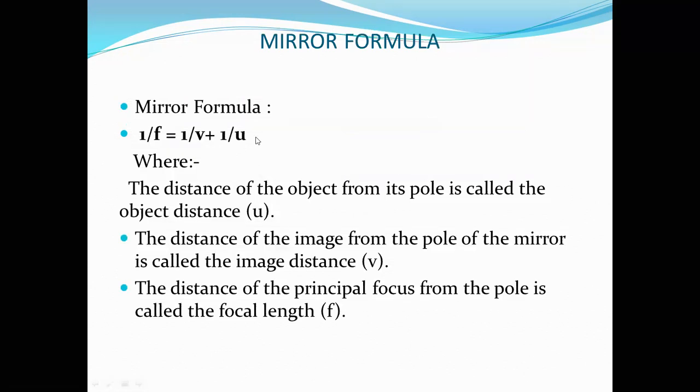This is the mirror formula: 1/F = 1/V + 1/U. In this mirror formula, we use all the signs. The distance of the object from the pole is called the object distance. The distance of the image from the pole is called the image distance. The distance of the principal focus from the pole is called the focal length. So U, V, F are the short forms: U is for object distance, V is for image distance, and F is for the focal length.